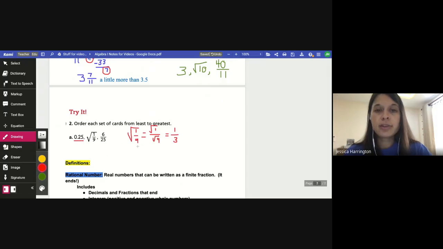And I also, just for fraction's sake, I'm going to write 0.25 as 1/4. That'll help me compare. So now I have 1/4 and 1/3. All right, what about 6 over 25? 6 over 25. Let me change my color. So what do I know about 6 over 25?